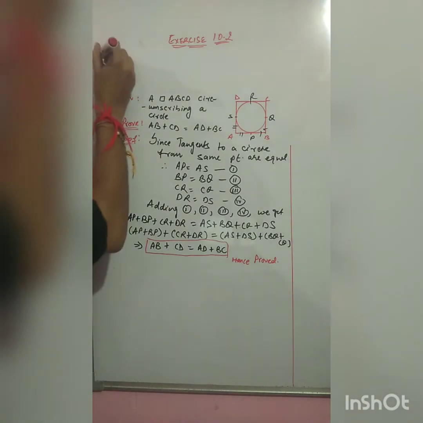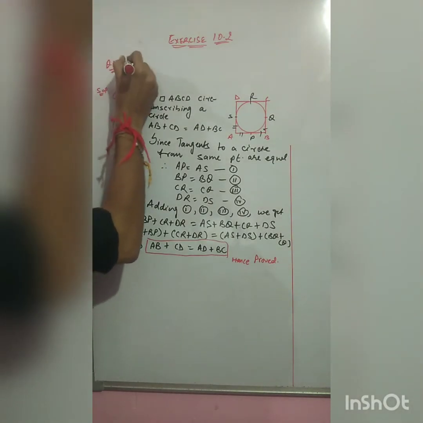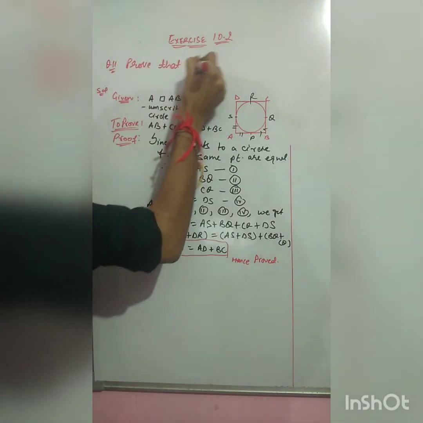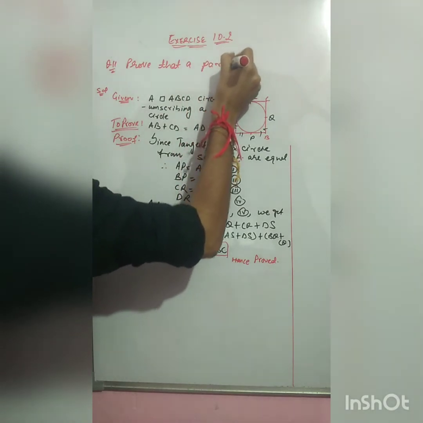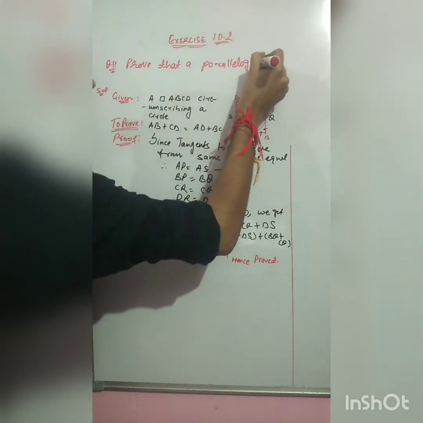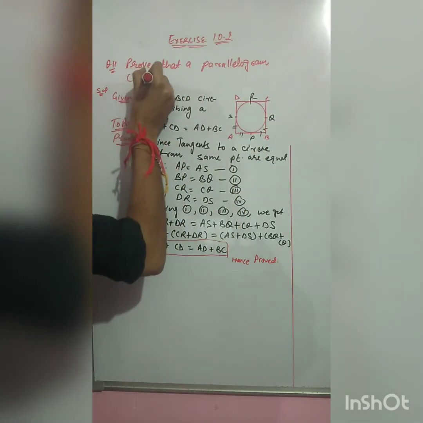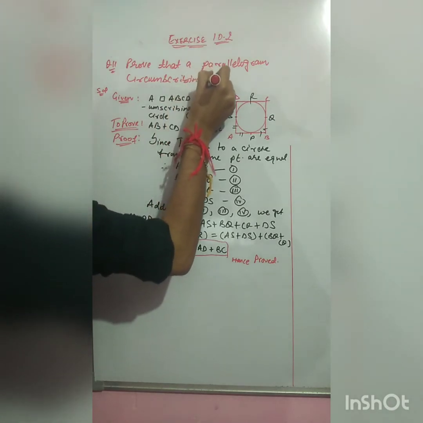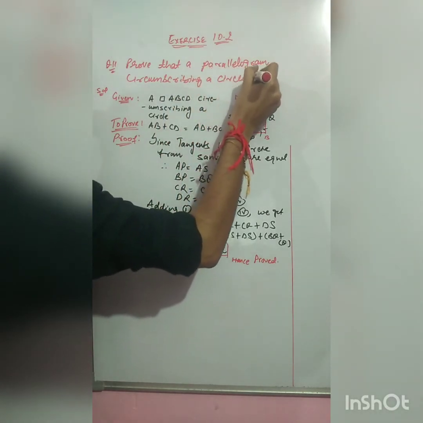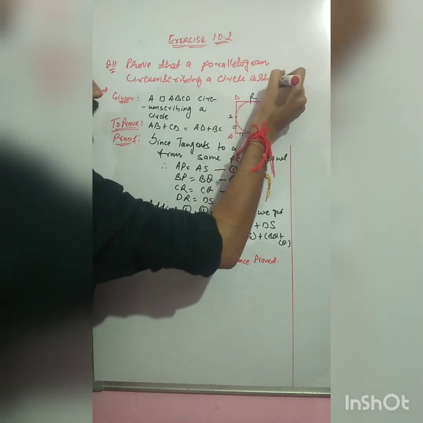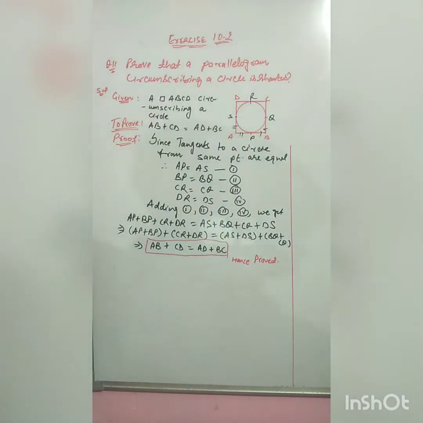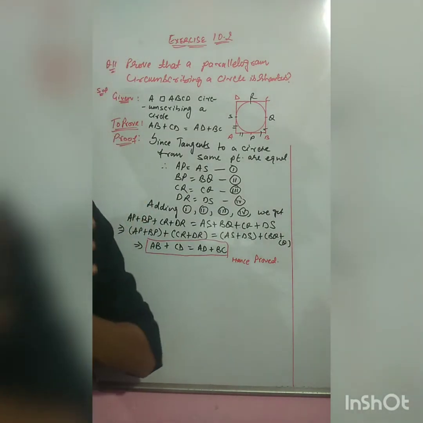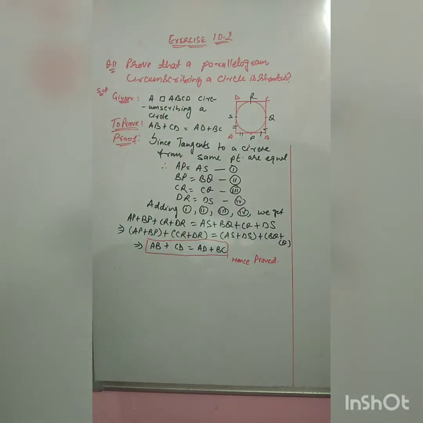Prove that a parallelogram circumscribing a circle is a rhombus. So in question number 11, we have to just prove that if there is a parallelogram which is circumscribing a circle, then this parallelogram would be a rhombus.